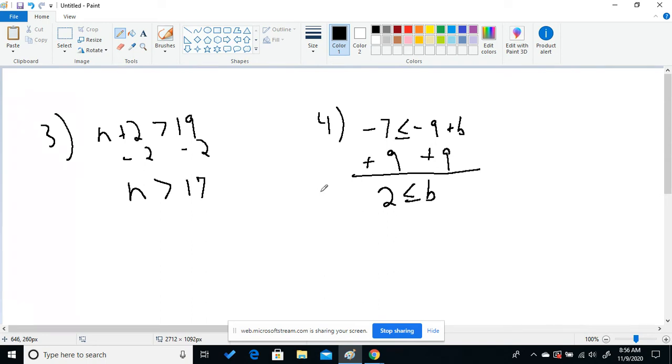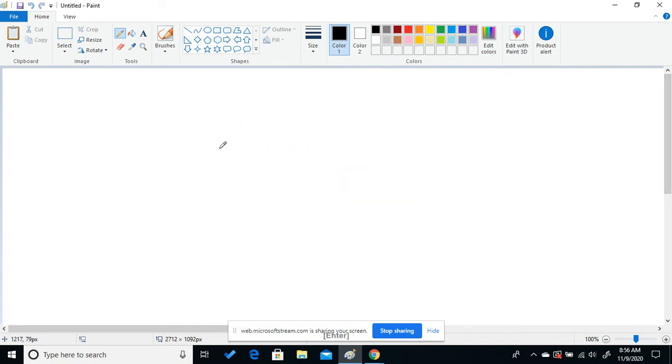Let's see if we can do one of the more difficult ones. Let's skip ahead to number 7. Number 7 is m minus 1, divided by 7, is less than negative 2. Okay, so this is a 2-step inequality. Same thing that we would do if we had an equation.